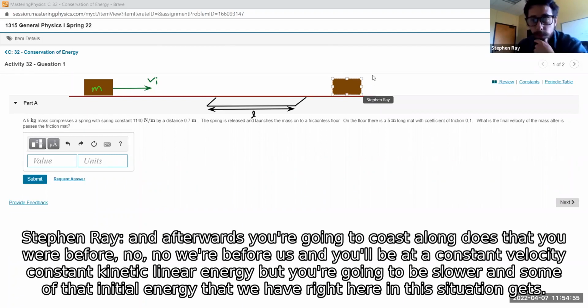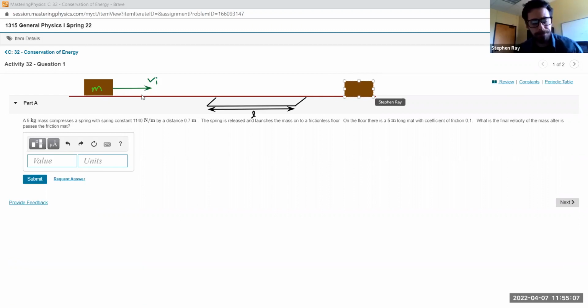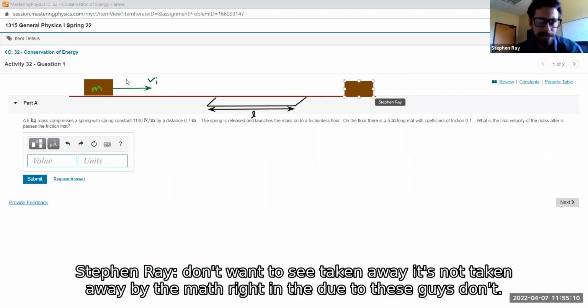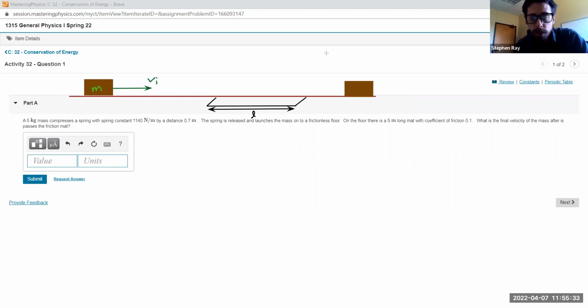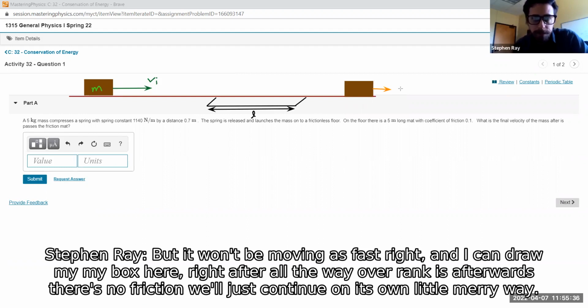No. Where before as in you'll be at a constant velocity, constant linear kinetic energy, but you're going to be slower, right? Some of that initial energy that we have right here in this situation gets, I don't want to say taken away. It's not taken away by the mat, right? Due to the friction acting on it, it dissipates some of that kinetic energy into heat in the atmosphere. So afterwards, it'll still be moving because it says what's the final velocity in this case. So it's still going to be moving, but it won't be moving as fast, right?